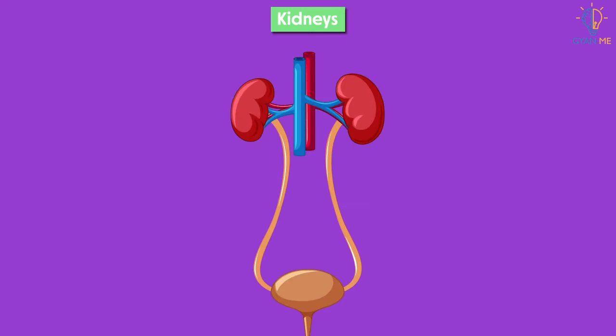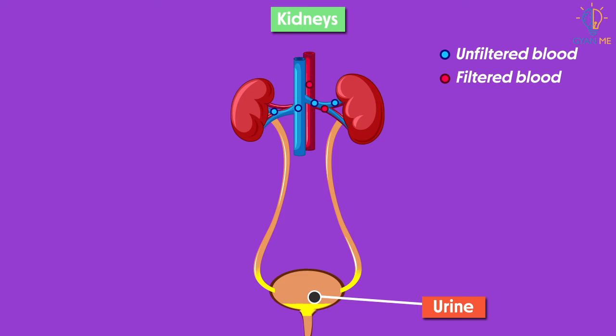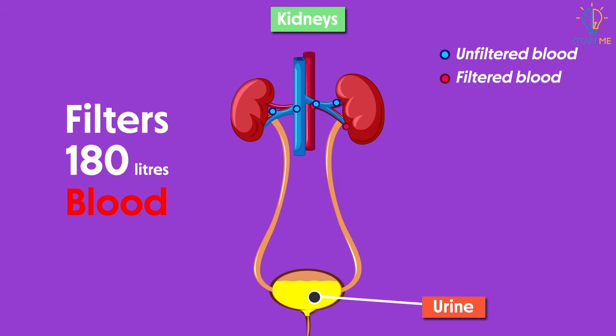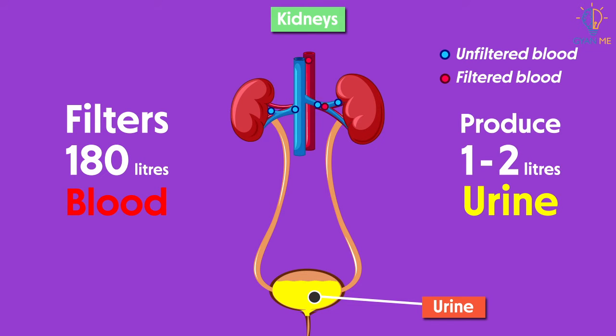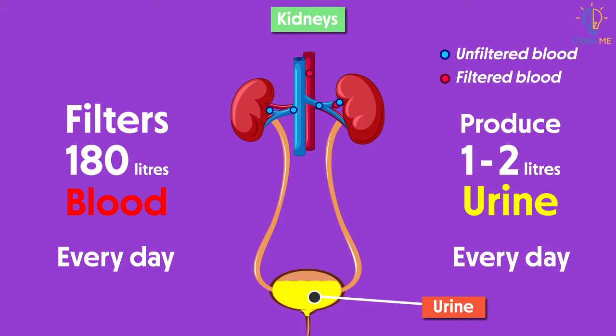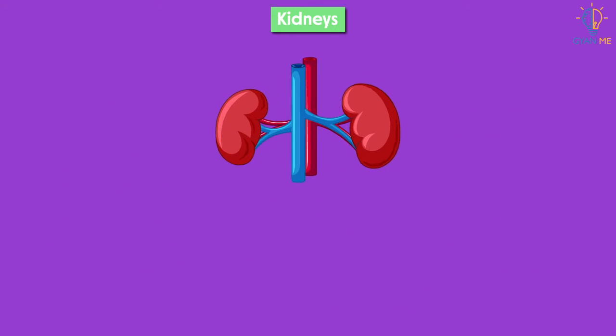The function of the kidney is to filter blood and excrete the waste products of metabolism along with excess water. Do you know, students, that our kidneys filter about 190 liters of blood to produce 1 to 2 liters of urine every day? So let us look at how the kidney looks from outside.